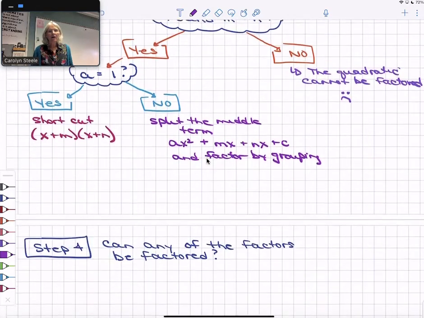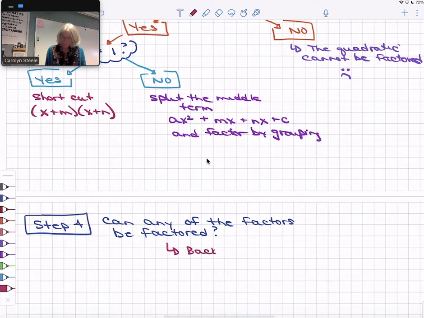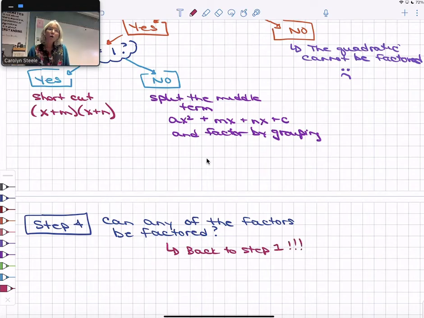Finally, step 4 is we always go back and see, let's say we factored a GCF or we factored a quadratic, can any of the remaining factors be factored further? To do this, you're going to go back to step 1 and go through the process again. For more complex polynomials, sometimes it takes 1 or 2 cycles through this to fully factor a polynomial. Just like when you're finding the prime factorization for a number, sometimes it takes a couple of cycles of going down and finding more and more prime factors.